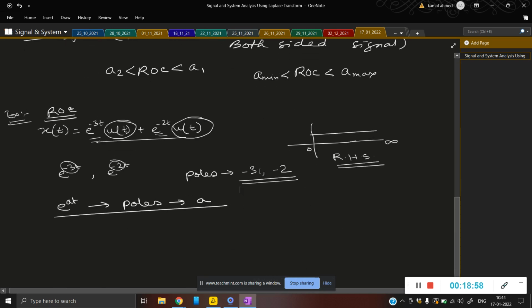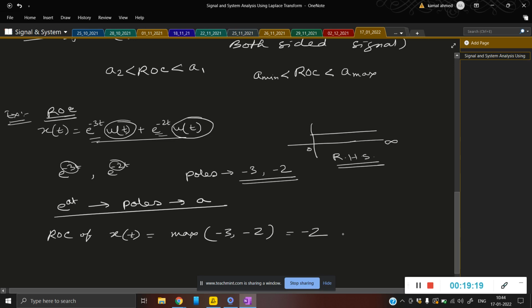ठीक है, तो ये obviously minus 3 is the real part and minus 2 is also a real part. So which one is the maximum? ROC of x of t equals the maximum of minus 3 and minus 2. So ROC is minus 2.